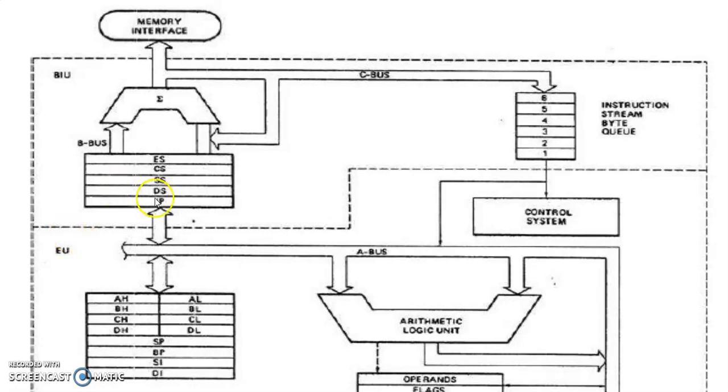So let us have a look at the parts of this. In the bus interface unit, if we start from the right hand side, here we have an instruction queue, the instruction stream byte queue.